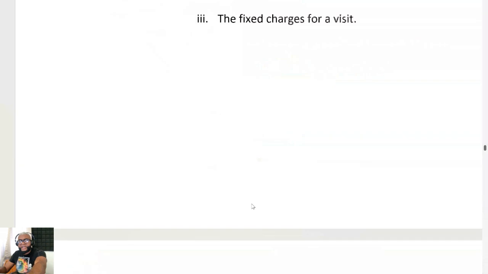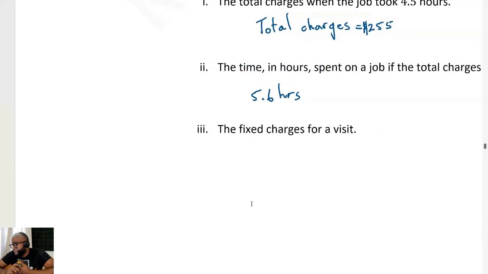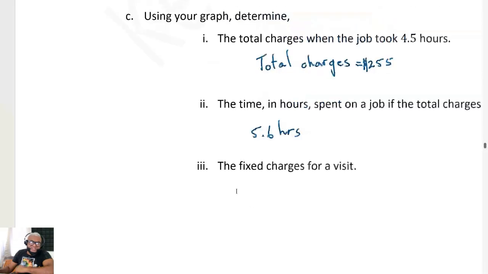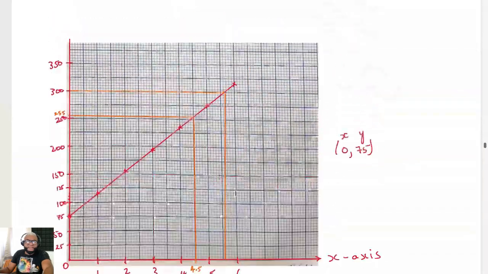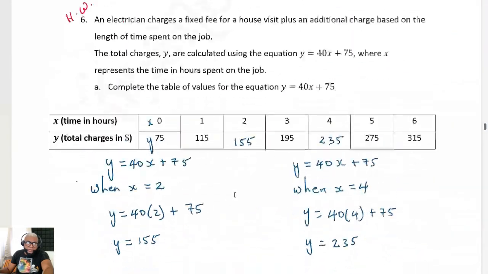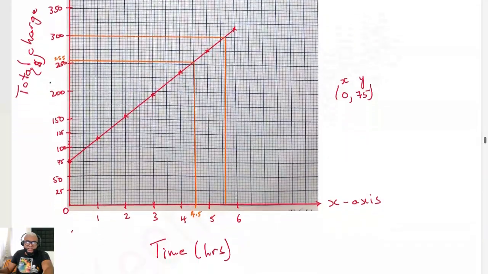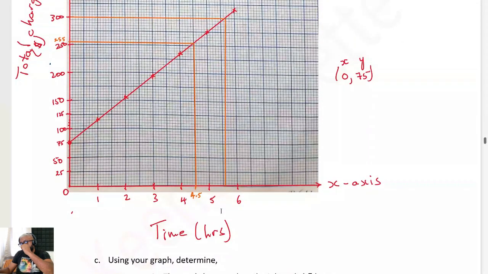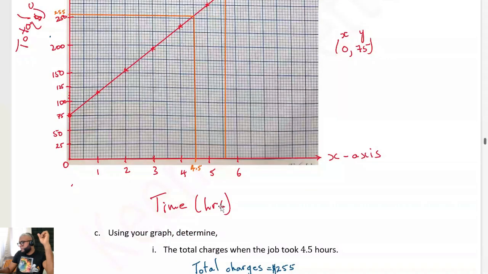Now, if we're talking about a fixed charge, the fixed charge of the visit means that if I reach by you, it means I don't want to spend a minute by you. Time will be 0, right? So when time is 0, what is the electrician charging you? Who could tell me? 75, sir. Boom, right? When time is 0, look at the big arrow here. Time is equal to 0 at this point, the cost, or the fixed cost, right?